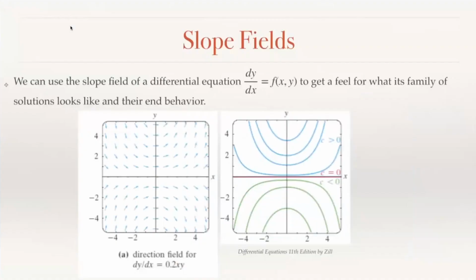So as just illustrated, we can use the slope field of a differential equation to get a feel for what its family of solutions looks like, and the end behavior of those solutions. So for this slope field, beginning at, say, this point, we have to follow it. So it goes down and then back up, following the slope field, and we get a solution. And depending upon where we start, we can visualize the family of solutions from that slope field.